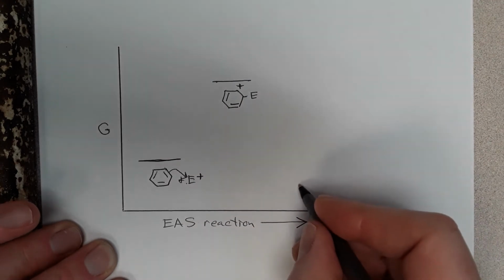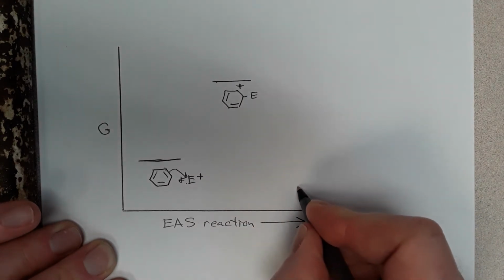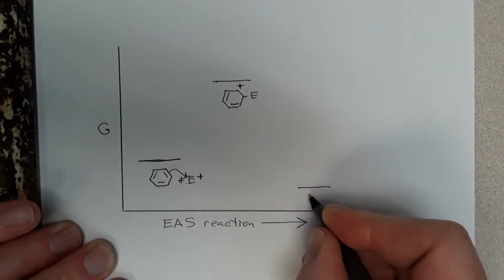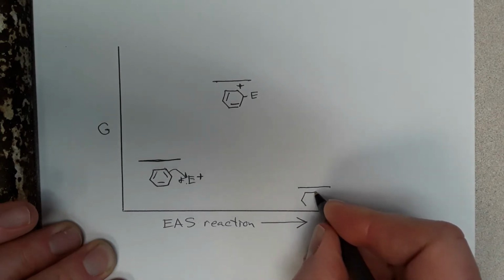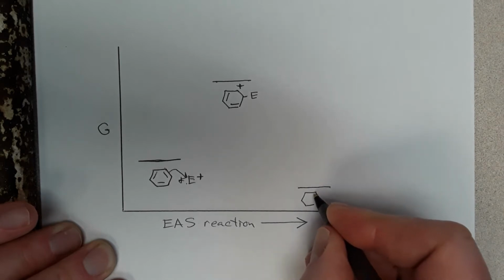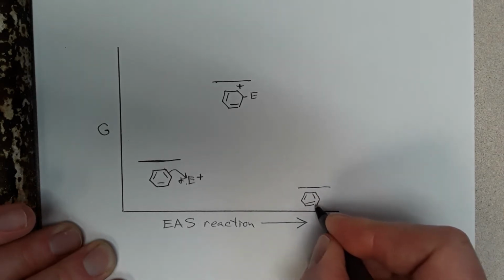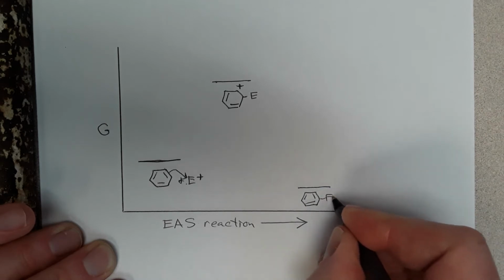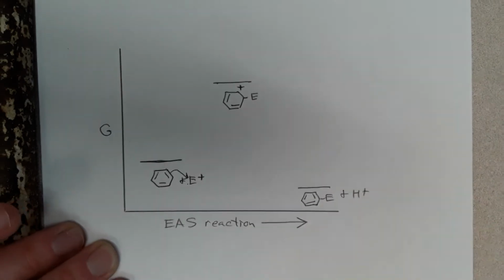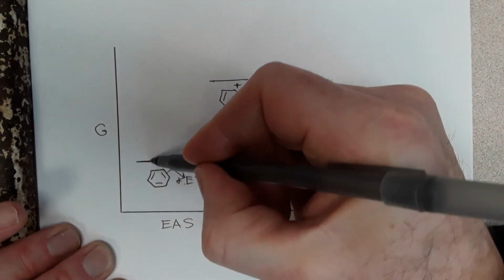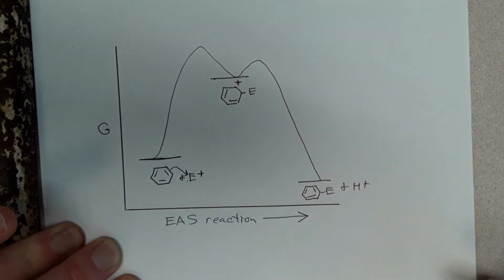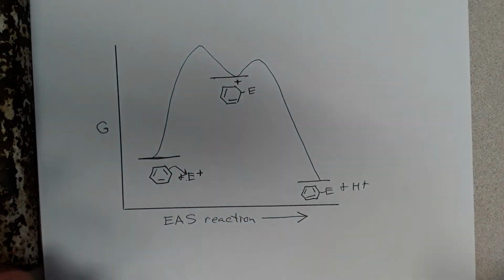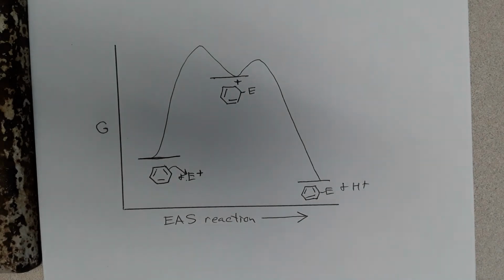Then we go down to a lower energy final product, and that is now we have pulled off the H plus and reformed the double bond. And so here we are with the double bond back, electrophile having added, and then H plus. 2-step reaction. First step is the slow step. The second one is the fast step. So this is what you should be picturing when you're thinking about this 2-step reaction.